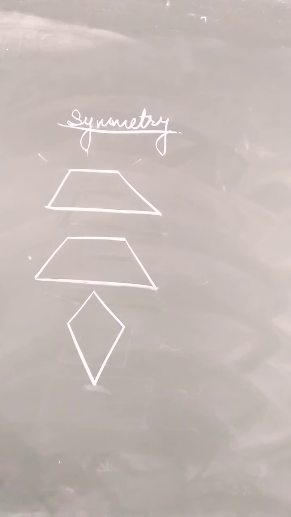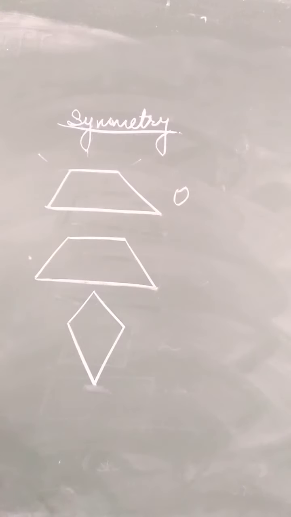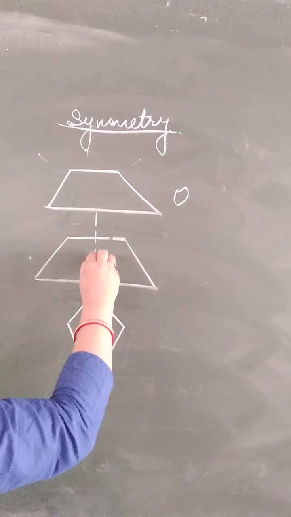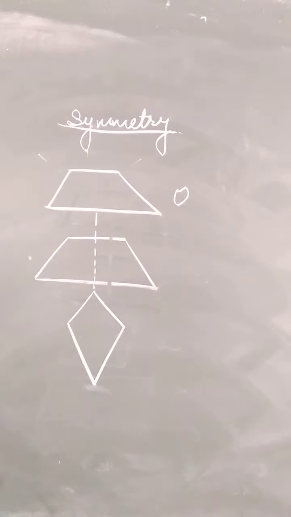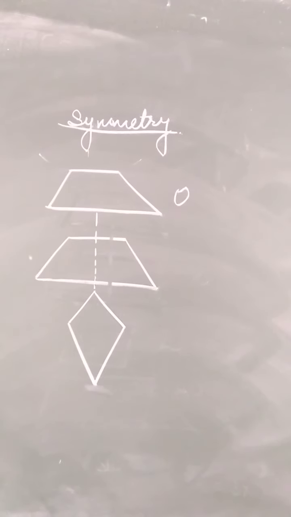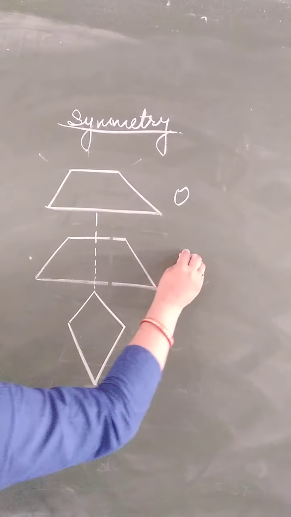Now see some more quadrilaterals. This is a trapezium. A trapezium has no line of symmetry, but an isosceles trapezium has 1 line of symmetry. Isosceles trapezium means if the non-parallel sides of the trapezium are equal, the trapezium is said to be an isosceles trapezium. So a trapezium has no line of symmetry, but the isosceles trapezium has 1 line of symmetry.